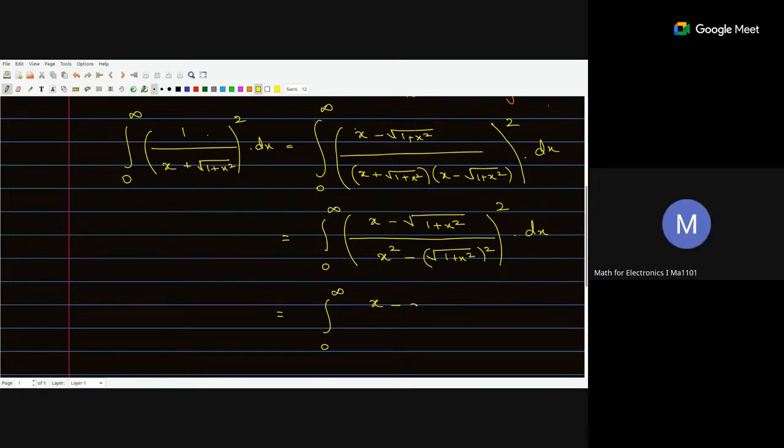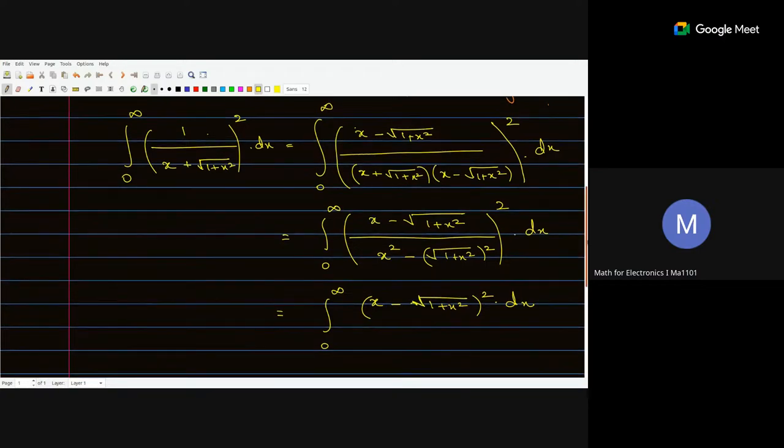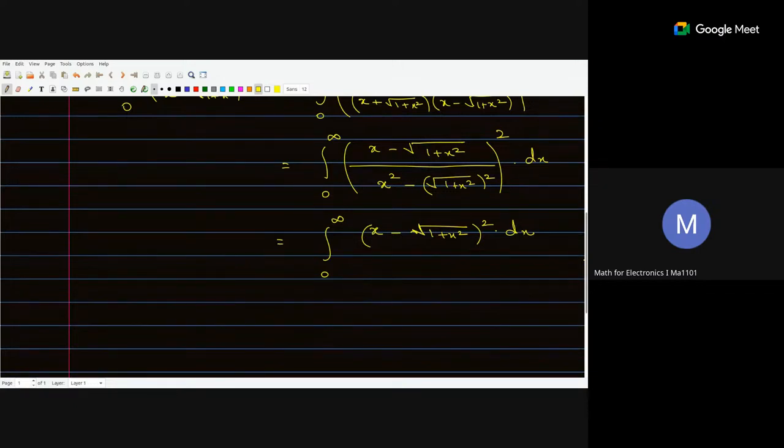Now the numerator is simply (x minus 1 plus x square) whole square dx. We can expand. Ignore the denominator, because the denominator is 1. This x square and this x square will get cancelled and there will be minus 1. And if you square that, it will become plus 1.